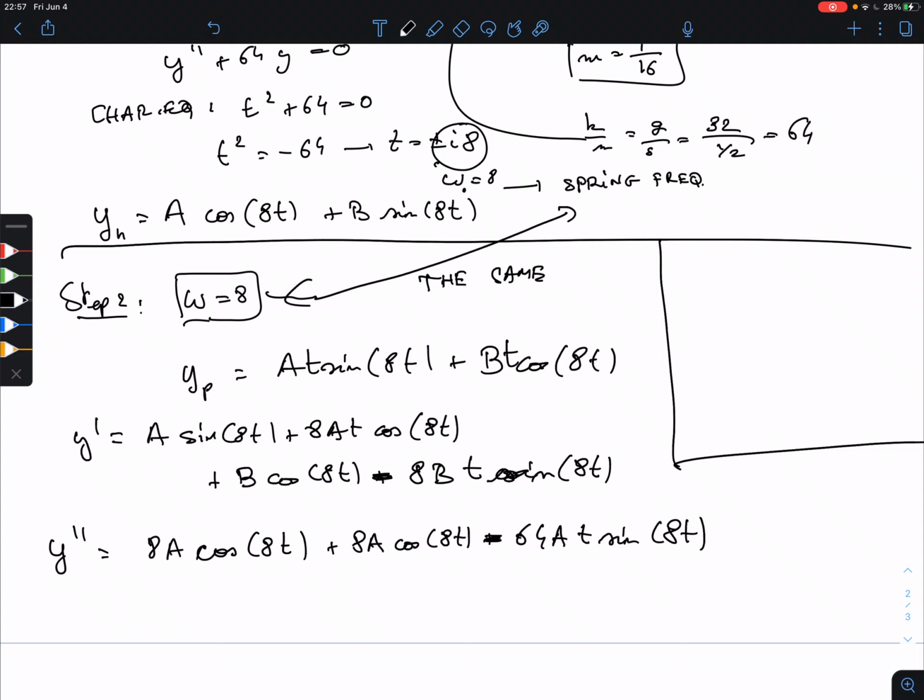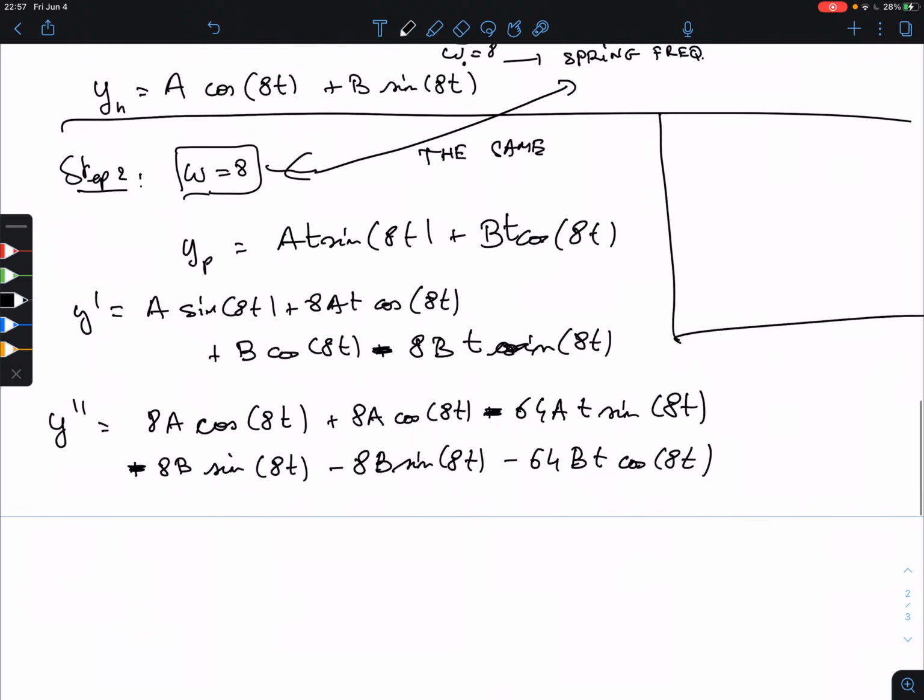Now the bottom two terms, derivative of b cosine 8t, that is plus 8b, minus 8b sine 8t. And then here we have to take minus the derivative of t, that is just 1, so we copy all the rest. And then we take the derivative of sine as cosine, but there comes another extra 8 out, so 64bt cosine 8t.